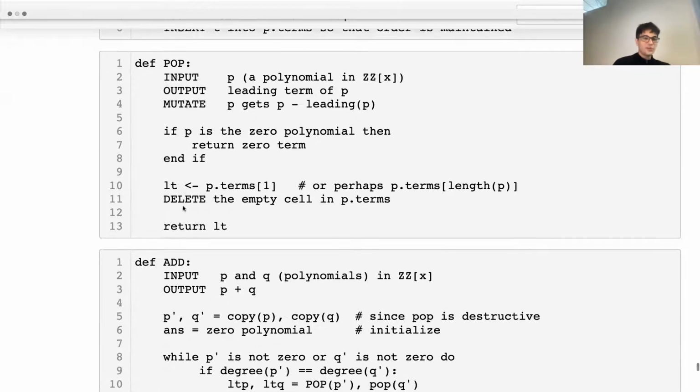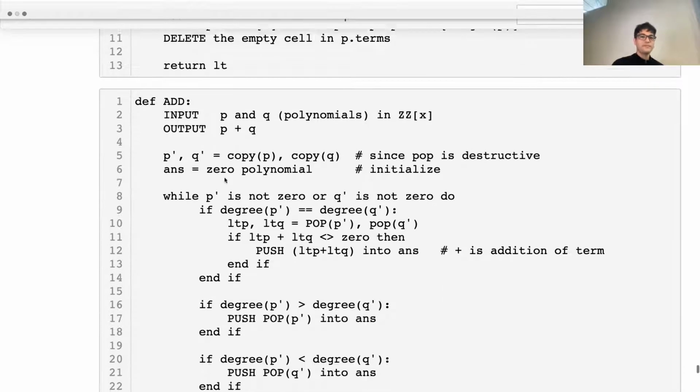Okay. If we don't talk about that degenerate case, we pull the leading term out of the p.terms attribute. It's either going to be in the first position of terms or the last position of terms, depending on how you've organized it. And then you just have to delete the empty cell somehow and return the leading term. But again, I wouldn't actually recommend that you do it this way. I'm going to show you how to use heaps right after this.